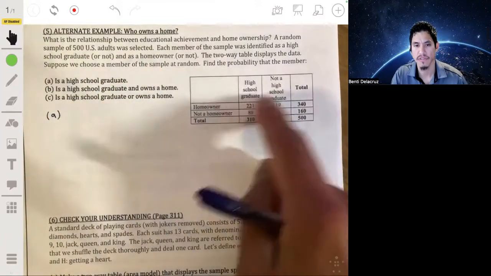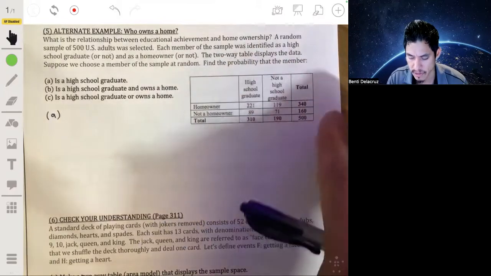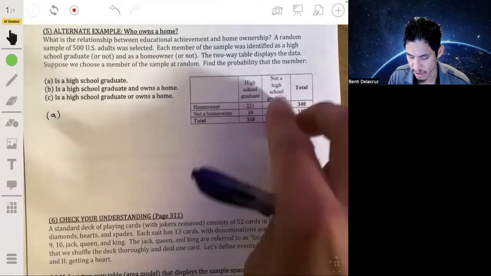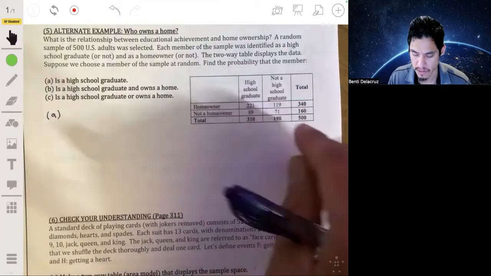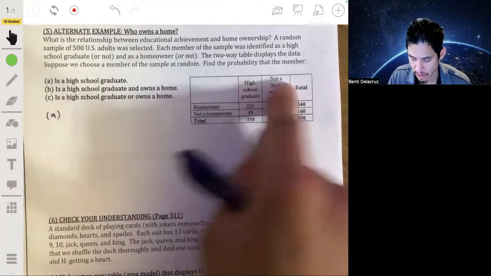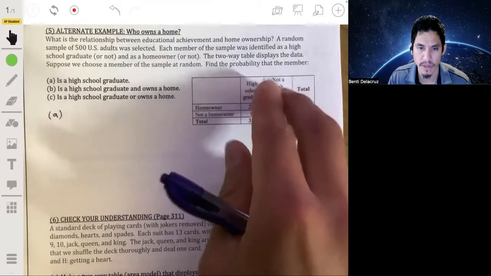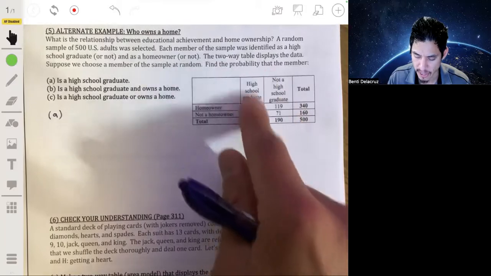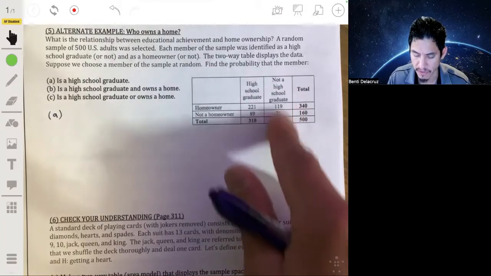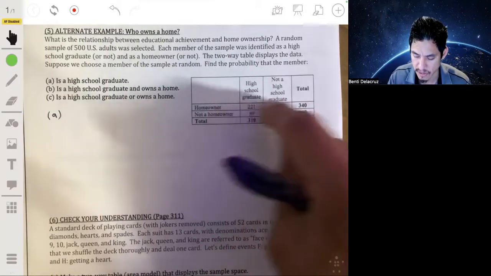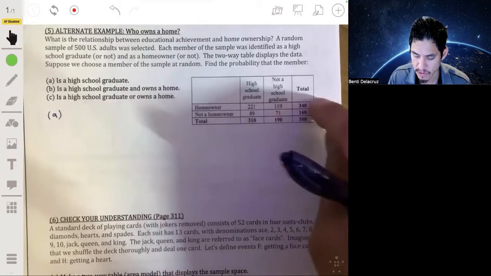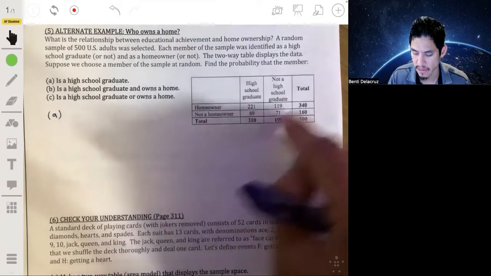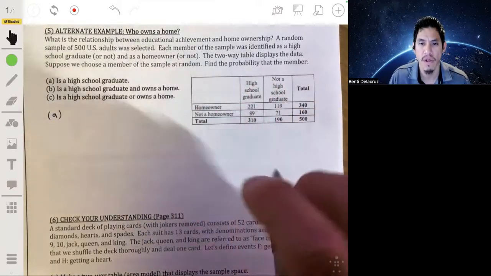Okay, so let's first make sure we know how to read a two-way table, because that's key. It'll be very painful to try to solve a problem if you don't know how it works. So across the top, across the two columns, you can see that here we have the high school graduates, and here we have the not high school graduates. And across the rows are the homeowners and the not homeowners, and the totals are at the end column and end row.